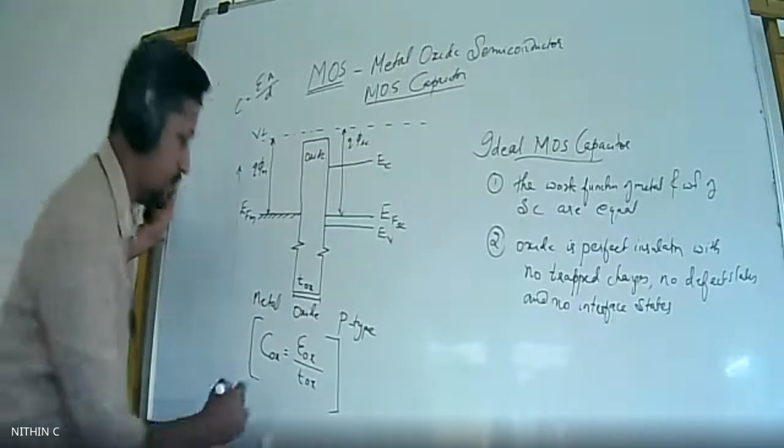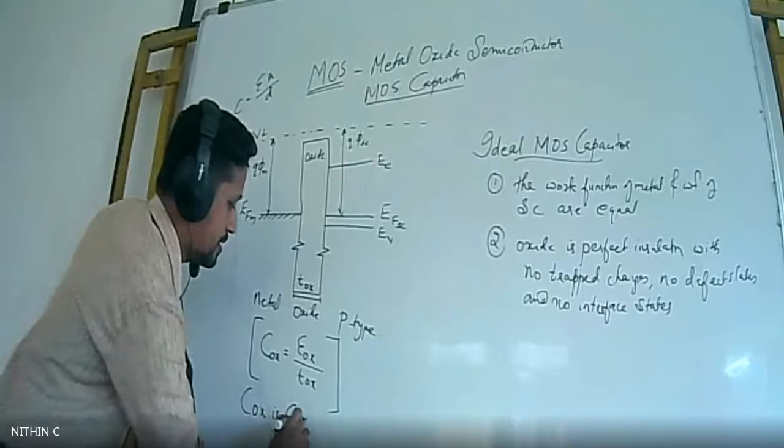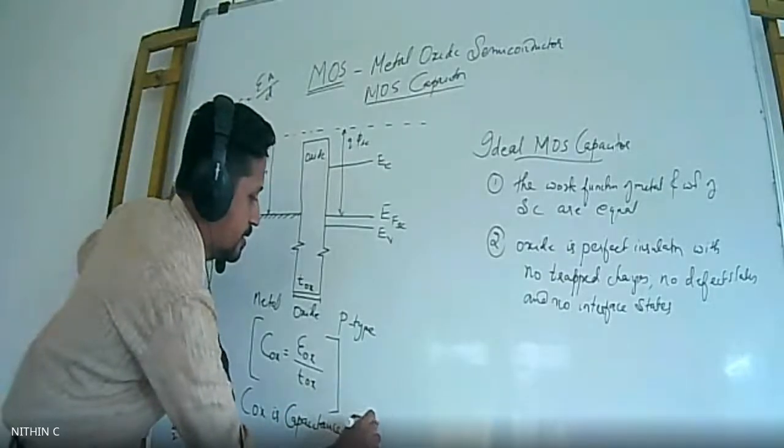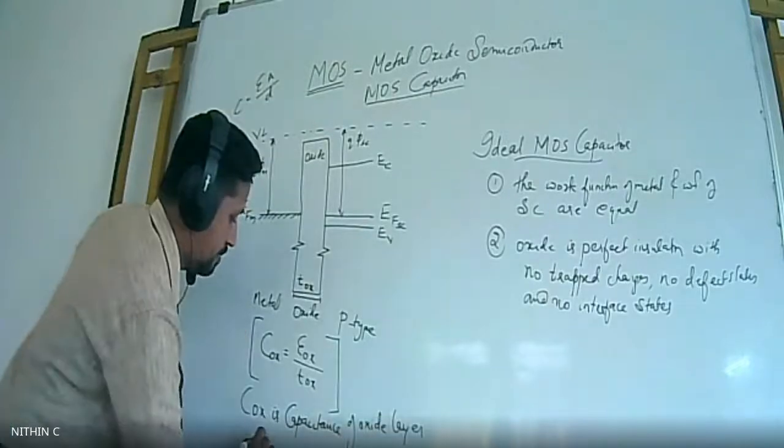Where COX is capacitance of oxide layer per unit area.